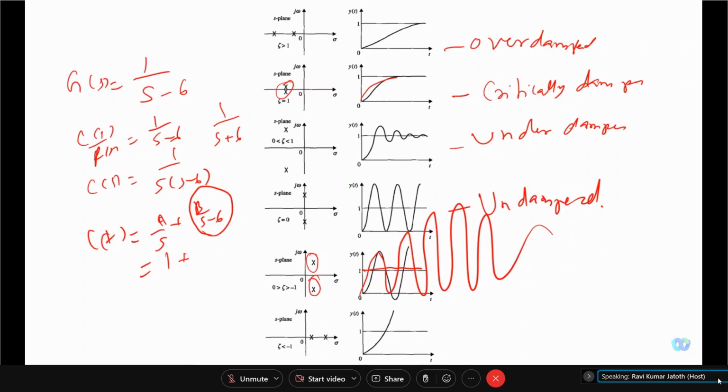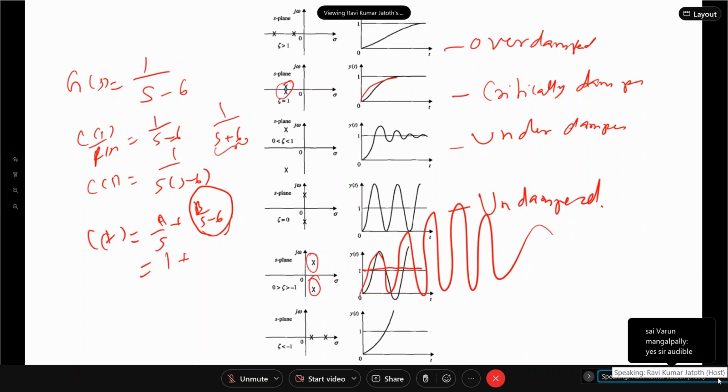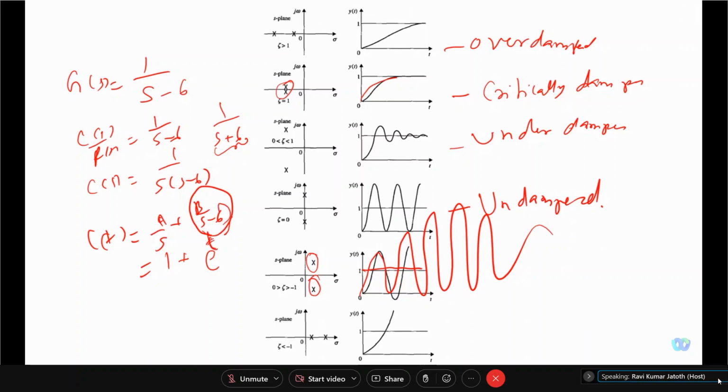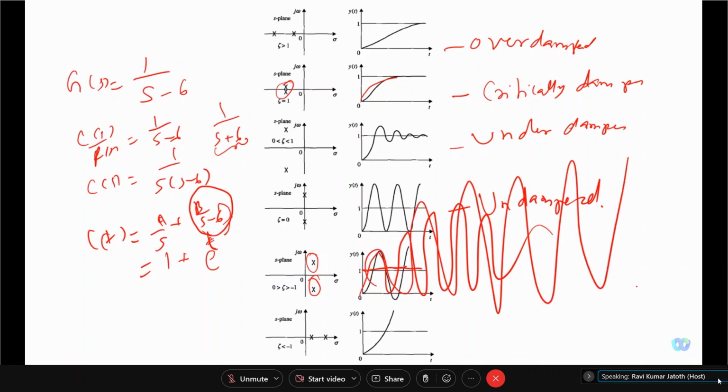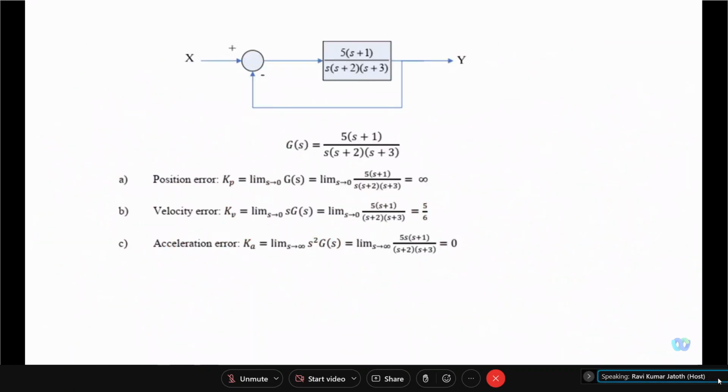In the last classes we saw that for s plus 6 we used to get e power minus 6t. So here, if it is s minus 6, what do we get? We get e power plus 6t, which means for finite input we get an exponentially increasing output, right? So the system is an unstable system. That is the conclusion. Now let us go ahead. So this is what the response is.